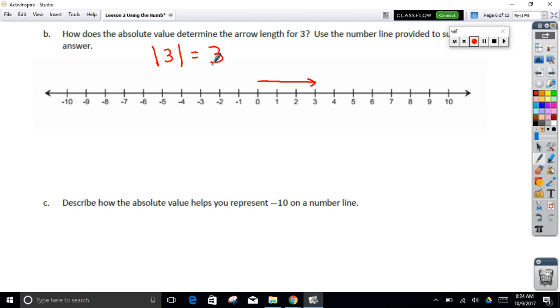So the absolute value of -10 is 10, so that's how we know how long to draw the arrow. Okay, that's another one of those kind of obvious questions. Okay, what I would like you to do, exercise 2, there's only a couple there, take about 2 minutes to complete exercise 2, and then we will talk about those.